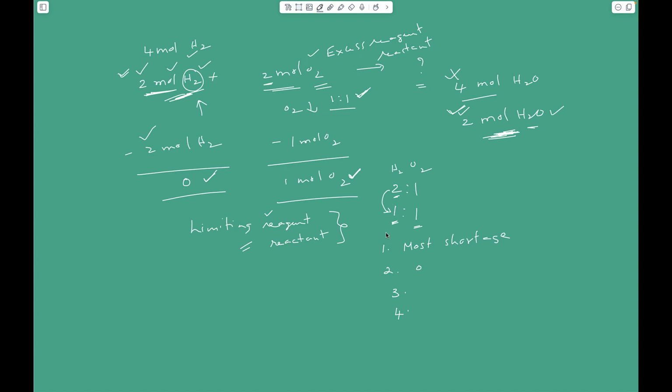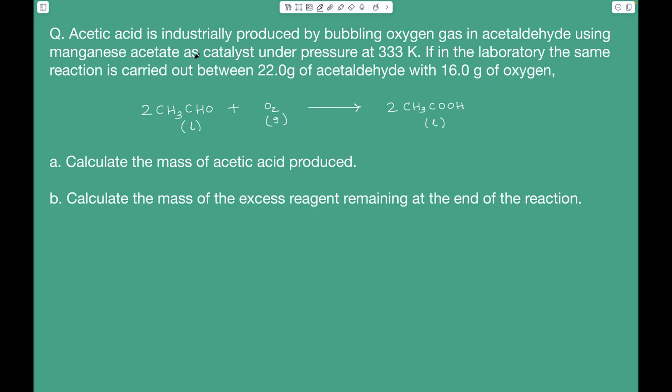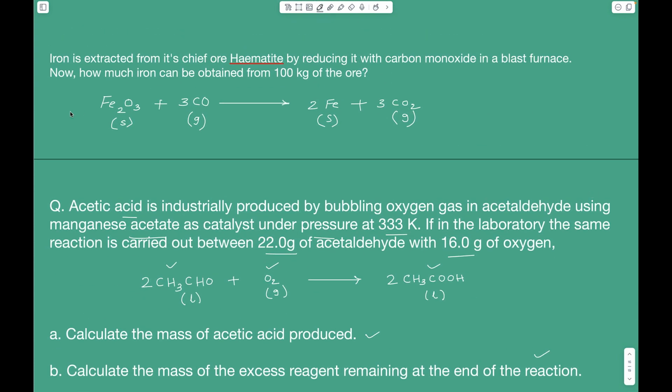Now we are ready to do some examples. Here comes our first question. It says acetic acid is industrially produced by bubbling oxygen gas in acetaldehyde using manganese acetate as catalyst under pressure at 333 Kelvin. If in the laboratory the same reaction is carried out between 22 grams of acetaldehyde and 16 grams of oxygen, what is the mass of acetic acid produced and the mass of excess reagent remaining at the end of the reaction? Before we answer this question, let us take a look at a slightly different question.